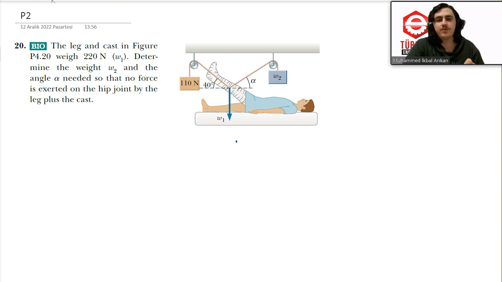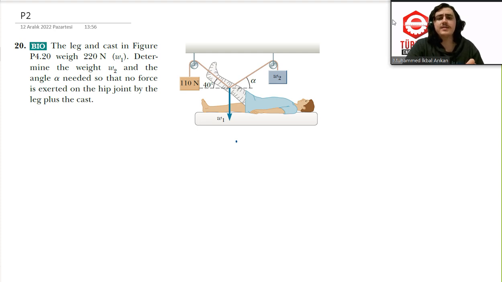So, this is the first example. We have a weight which is coming from the leg, and to carry this leg's weight, we have 2 ropes which are attached to 2 masses. So I know the first mass, which is 110 newtons, and here I have the second weight which has an angle here. So the question is asking for both 2 unknowns, the angle and the weight. It's a little bit challenging problem, but you will see that it's not too hard.